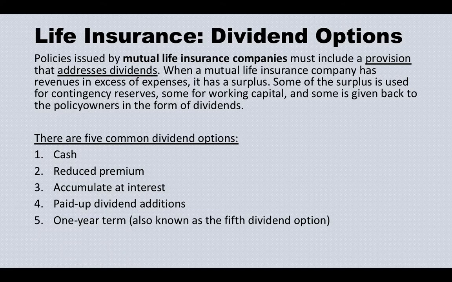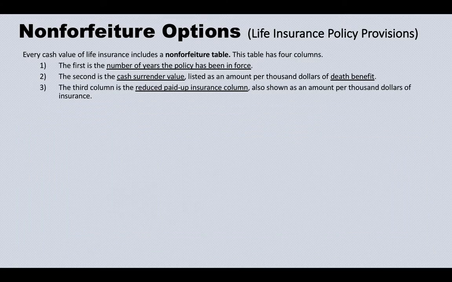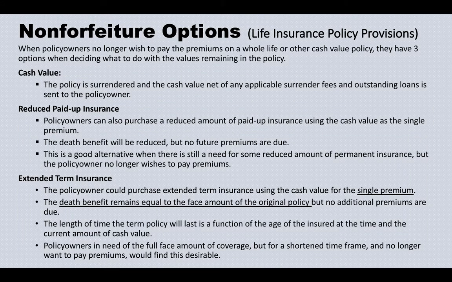Then you have the dividend options: cash option, reduced premium, accumulated at interest, paid-up dividend additions, and one year term. Ultimately, you want to compare this to the nonforfeiture options. You have the cash value, which you can take. You can take reduced paid-up insurance. You can extend the term insurance. Okay, so this is very common in life insurance. You will come across these and have to choose among those options.